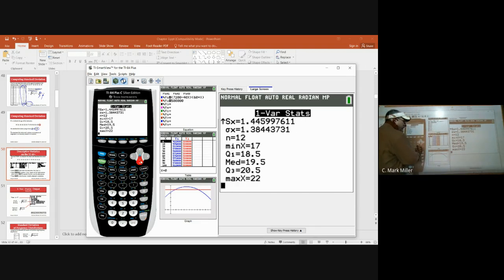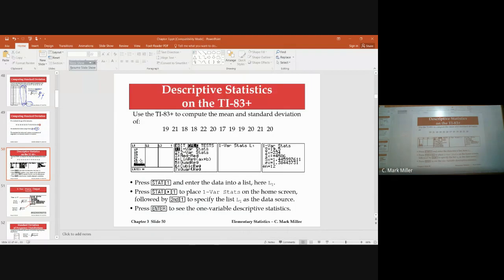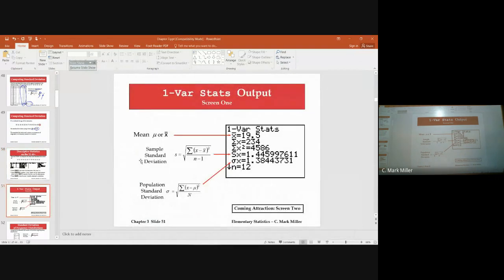All right, now I mentioned before, if you go down to the second screen, you go down a little bit, you're getting these n equals 12. You see minimum, 17, maximum was 22, median was 19.5. We're going to get into Q1 and Q3 here in a minute. All right, any questions? So that basically describes that screen.